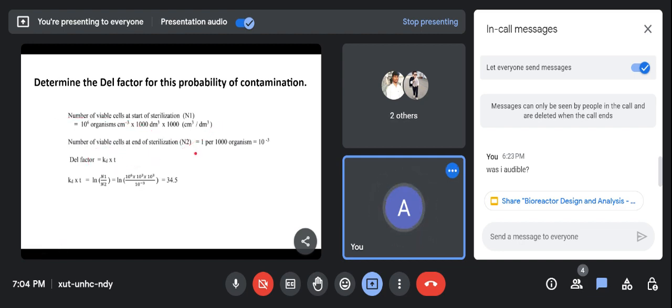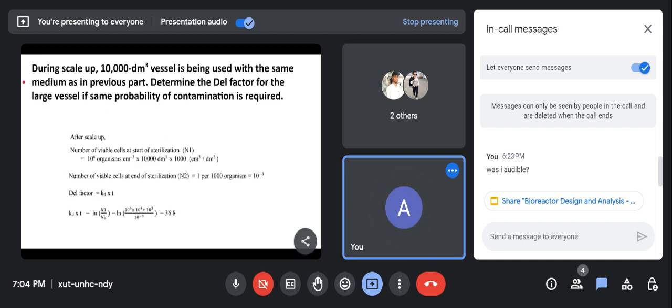The number of viable cells at the end of sterilization, the data is given as 1 per 1000 is the remaining. So 1 per 1000 is 10 to the power minus 2. You know that the del factor is Kd into T, and you know that the del factor is also natural log, that is ln of n1 by n2. So if you take natural log of n1, which is given in this way, by n2, you will get an answer of 34.5. So the del factor for this particular probability of contamination is 34.5.